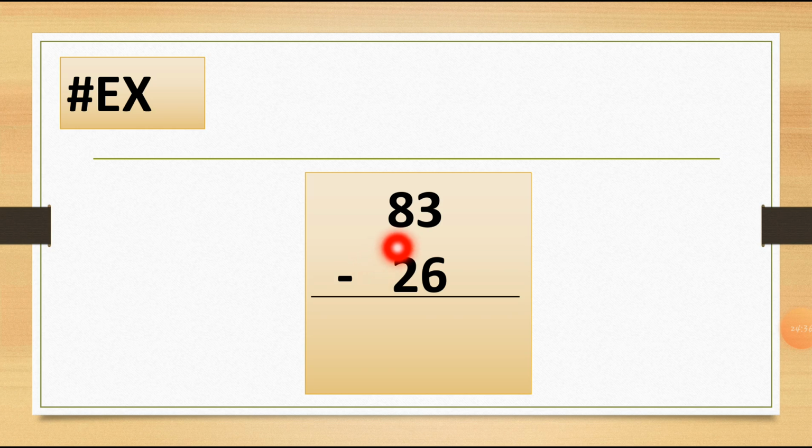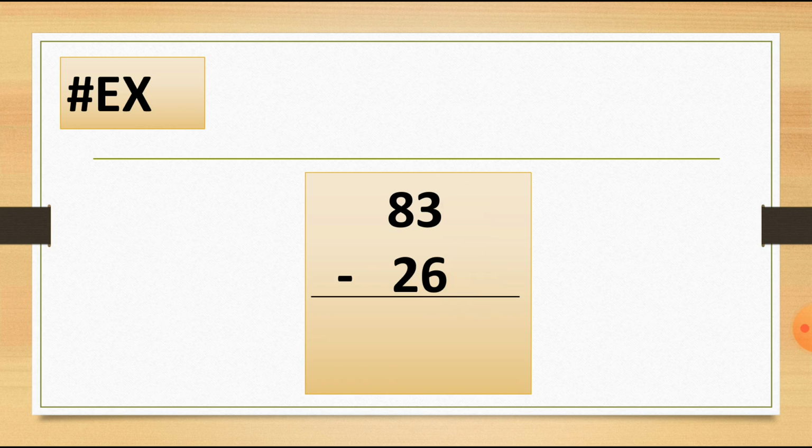Here is 83 number and here is 26 number. So here you can imagine that this number is big and this number is also small, so there is no need to regroup, but I repeat, you have to check this ones column. Here the 3 is the ones value which is the first, and here is the 6 number which is the second in the ones column. So we need to regroup it because 3 does not have enough to subtract 6 from it.